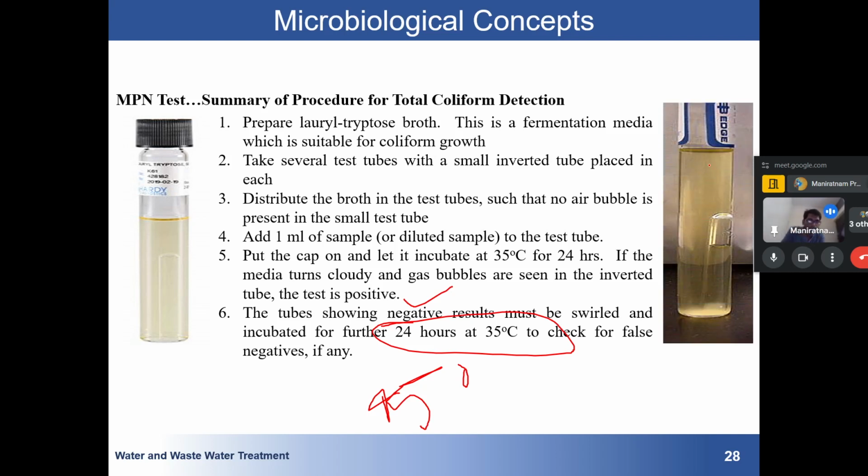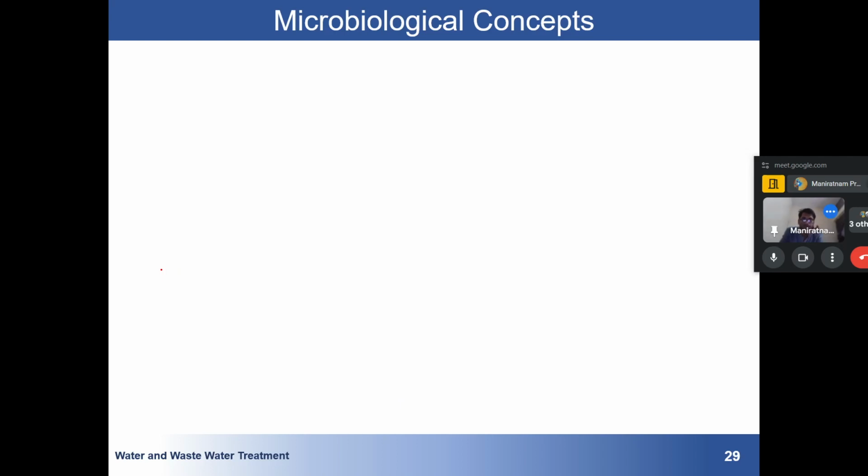So remember, after some time you can see this Durham tube contains some kind of gas. This means it is a positive result. And suppose after 24 hours your tube is in this manner only, so you will say that you have got a negative result. So you will keep it for extra 24 hours just to confirm your result. Okay, I hope this is clear to you.